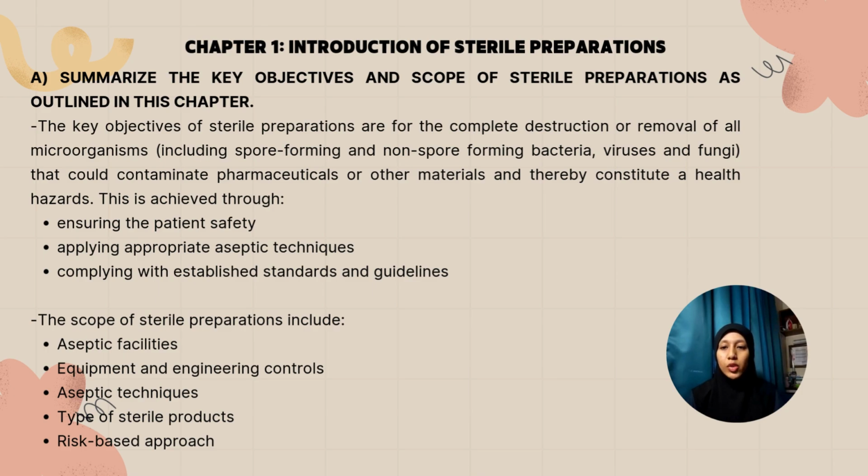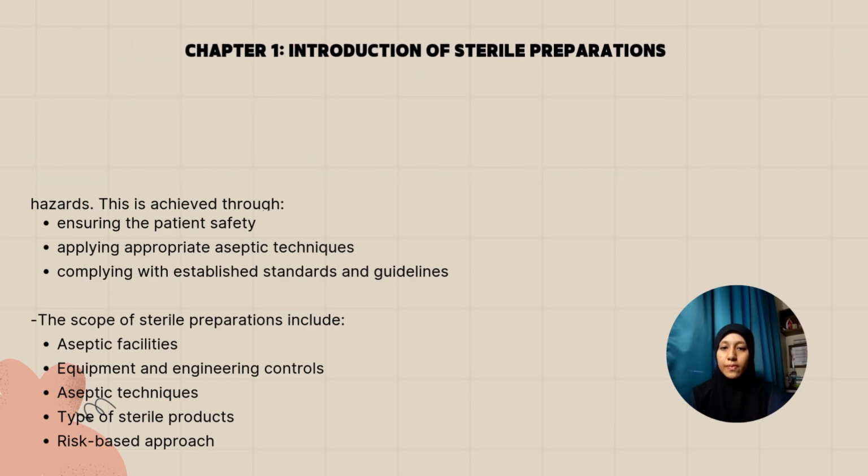The second one is the equipment and the engineering control, which is the use of primary engineering control, such as laminar airflow workbench, biological safety cabinets, and isolator to provide ISO Class 5 environment. The third one is aseptic technique, which is proper handling method, personal hygiene, gowning, hand washing, and non-touch technique to minimize the contamination risk. The fourth one is type of sterile product, such as compounded sterile preparation and pharmaceutical product that is intended for terminal sterilization, and also the risk-based approach.